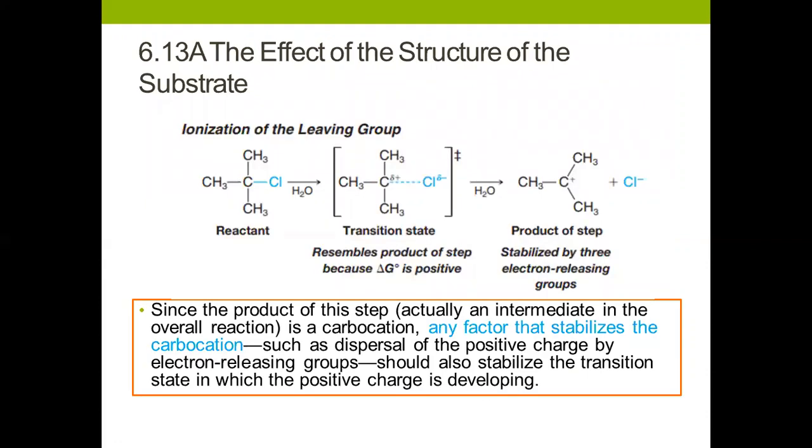Okay, so since the product of this step is a carbocation, any factor that stabilizes the carbocation, such as dispersal of the positive charge, we've already talked about last time. Whatever could disperse the positive charge, which we mentioned last time, includes hyperconjugation, the inductive effect, particularly the electron donating inductive effect, and of course the resonance in which the positive charge is developing. So anything that could stabilize the positive charge would lead to the formation of your product.